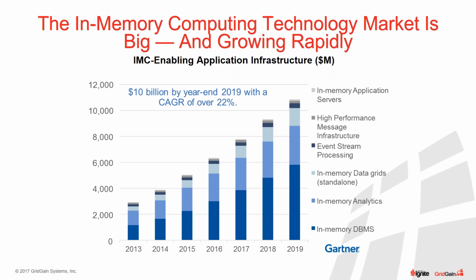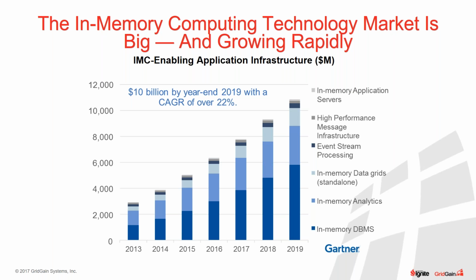Look at, they've got these categories. You could even break these categories out further. So in-memory database, in-memory analytics, an in-memory data grid, and then you've got in-memory caching, and then you've got in-memory application servers, in-memory this, in-memory that.